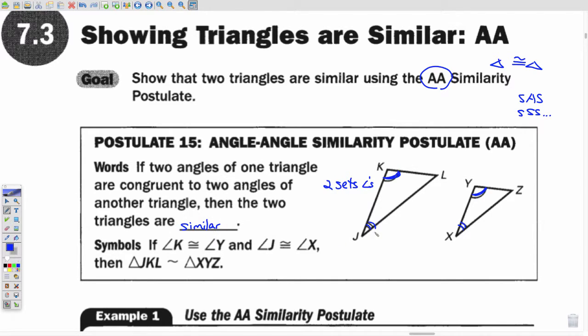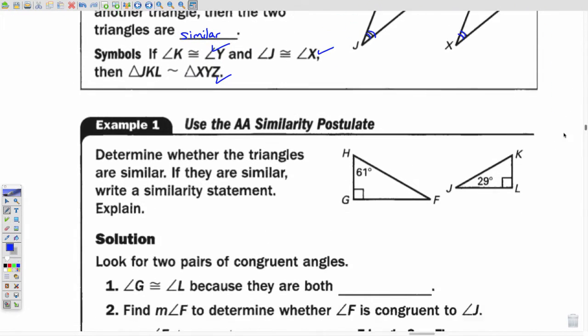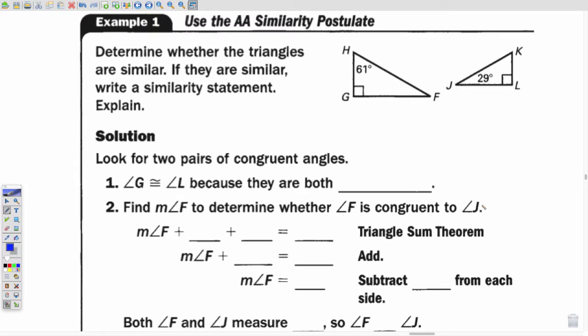And if you look at the shape, they're exactly the same shape, except that one is bigger, one is smaller, right? It's like father and son, mother and daughter. So that's what it is. And here are the symbols. If angle K is congruent to angle Y, angle J is congruent to angle X, two sets of congruent angles, I have one set of similar triangles. Here's an example.